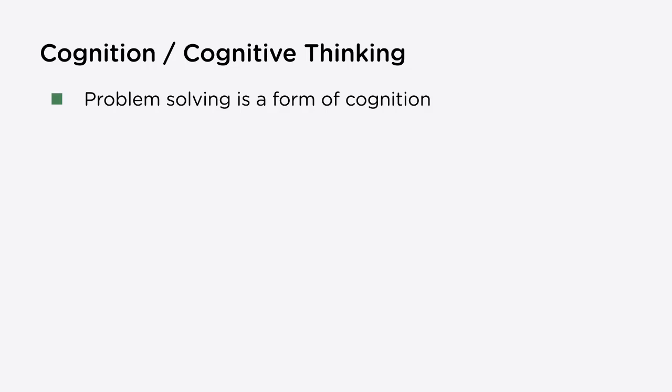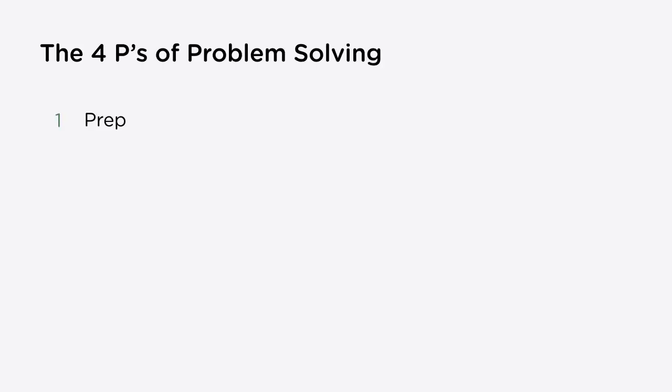I have broken the process down into the 4 P's. The 4 P's of problem solving. The first step is prep, for preparation. This is where we understand and diagnose the problem. Our next step is plan. This is where we organize everything before acting. Which brings us to our third step, perform, or performance. We simply put the plan into action.